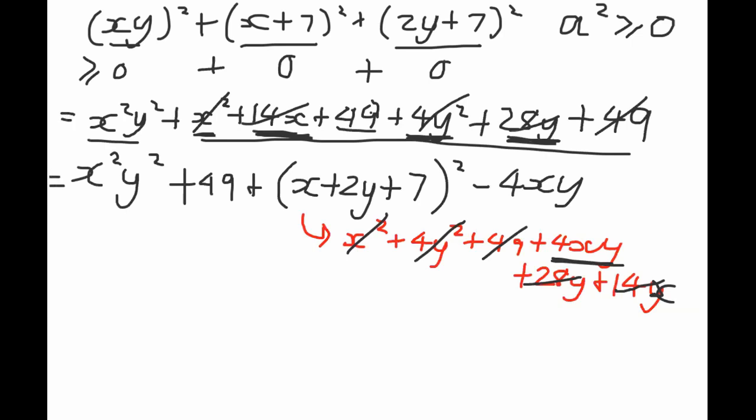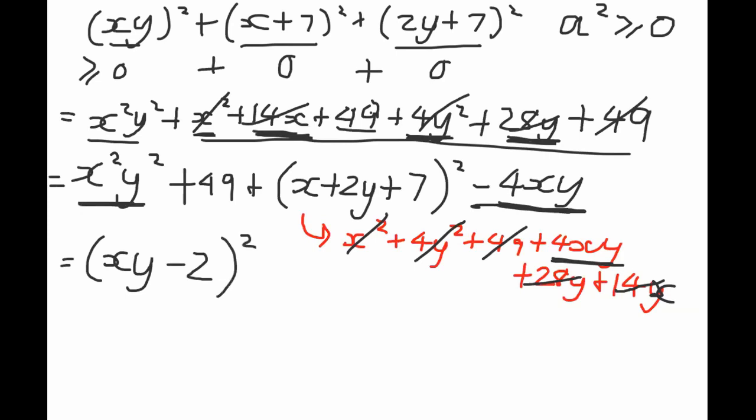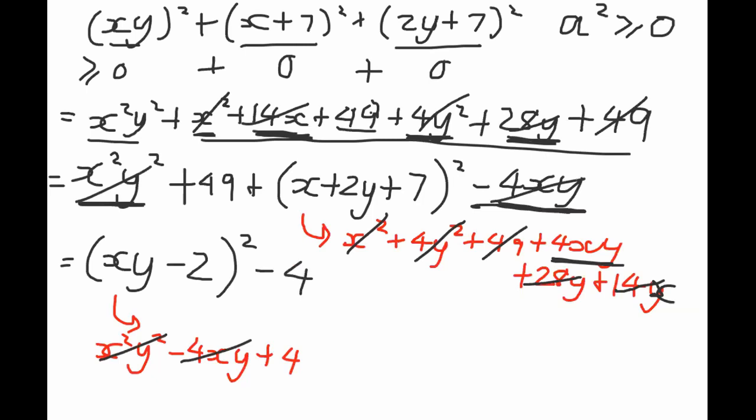How can we make another square? Well, x squared y squared is xy all squared. And if we try to complete the square here, since we have xy all squared and minus 4xy, we'd see that this is almost the same as xy minus 2 squared. Of course, the difference here, we'd have an x squared y squared, we'd have a minus 4xy like we did above, but we'd also have a plus 4. So to compensate, we'll have to subtract 4. And again, we'll have our plus 49, and we'll have our plus x plus 2y plus 7 squared.